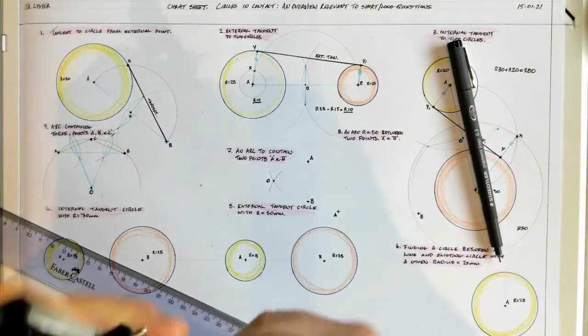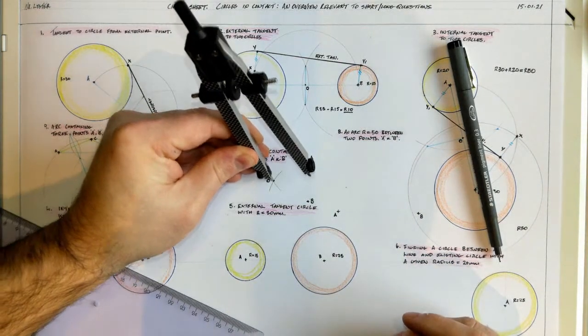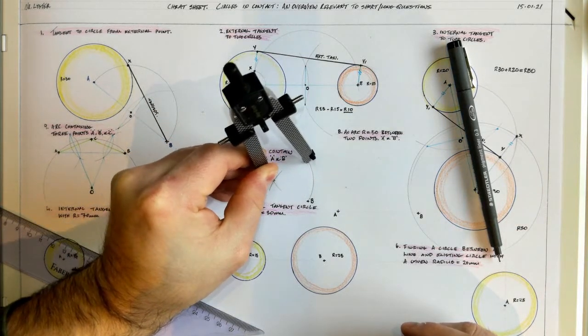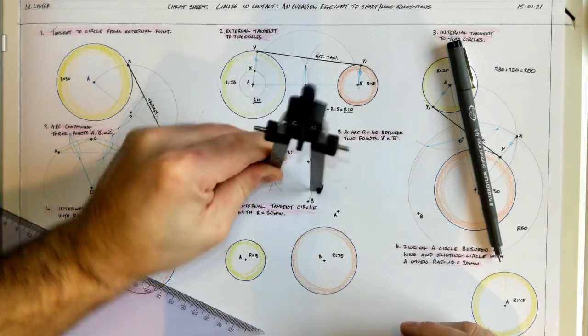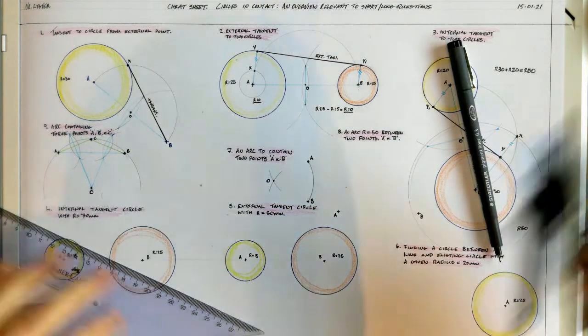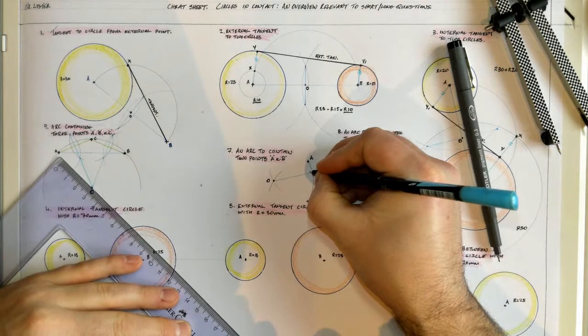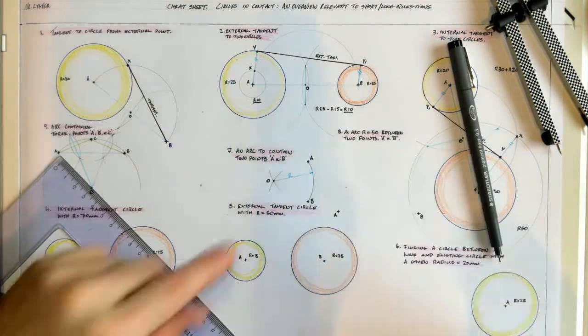Okay, then I take my compass, keep the same distance on it, and swing. Okay, and it's going to connect both points with an arc. Alright, and I just put in a little symbol there with radius. Okay, so that was quite simple.